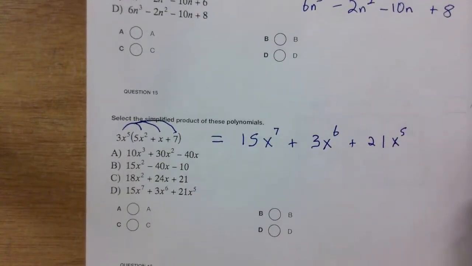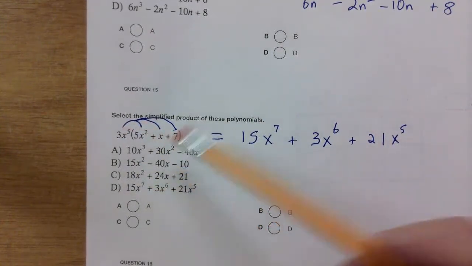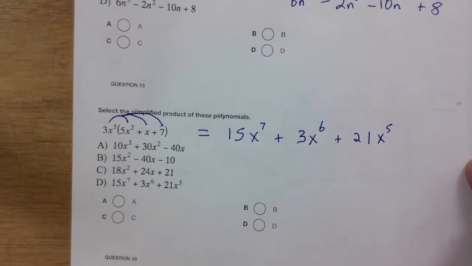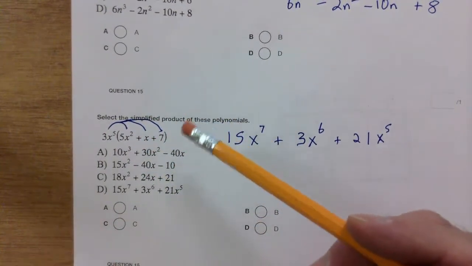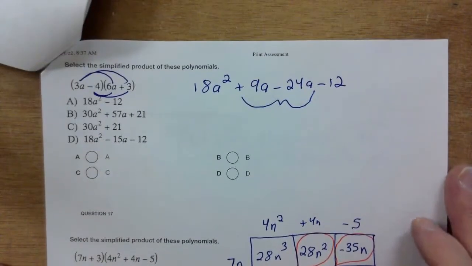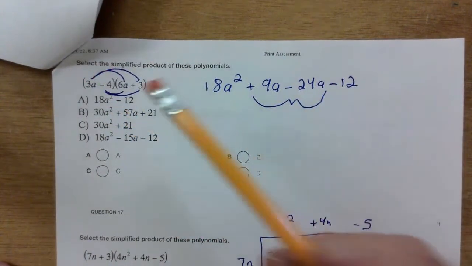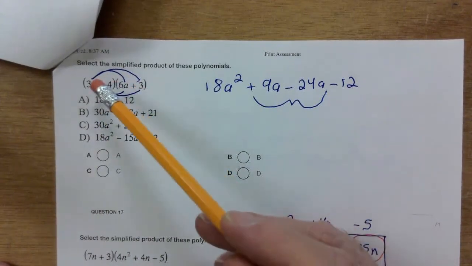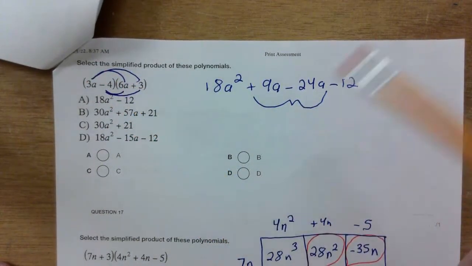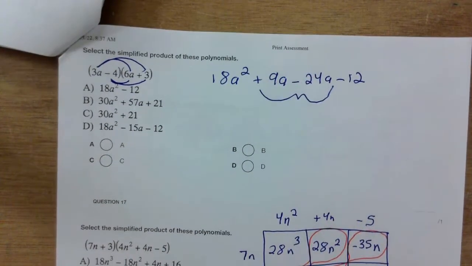All right, for 15, we're multiplying. Take the 3x to the 5th and multiply times all 3 of those terms. Remember, when you multiply exponents, you add the exponents. That is the FOIL method. Again, a binomial times a binomial. Just use the FOIL method, all right? The 3a times both the 6a and the 3, and the -4 times both the 6a and the 3. Combine these 2 together to get your answer. Combine those 2 like terms together.